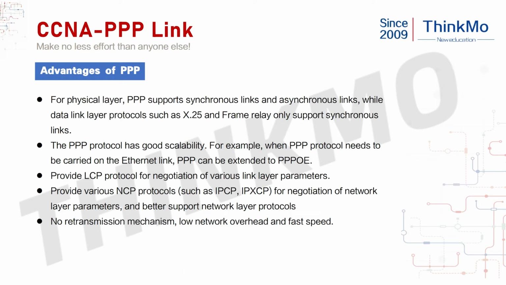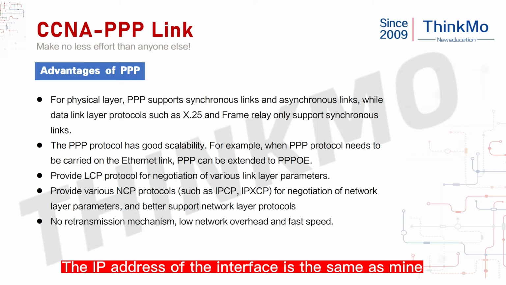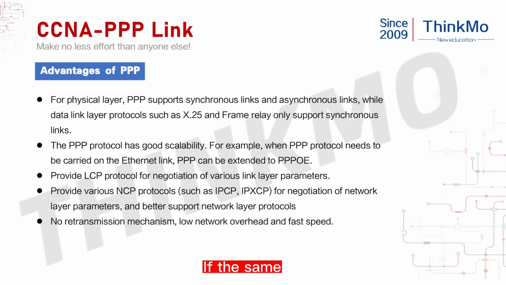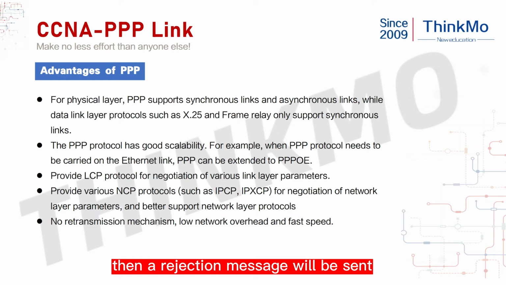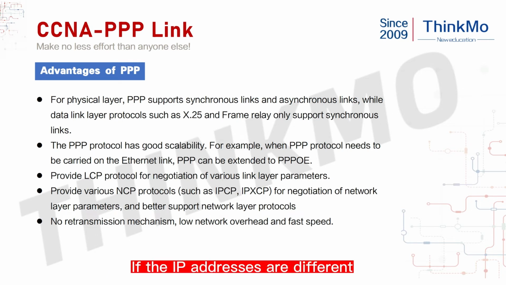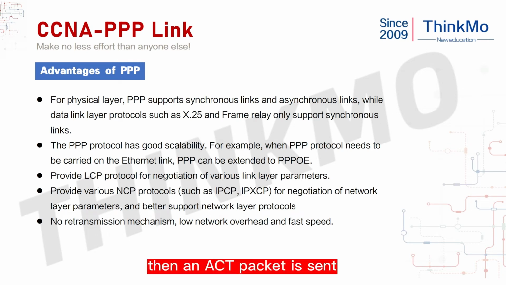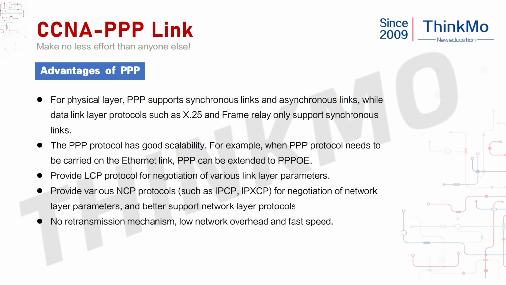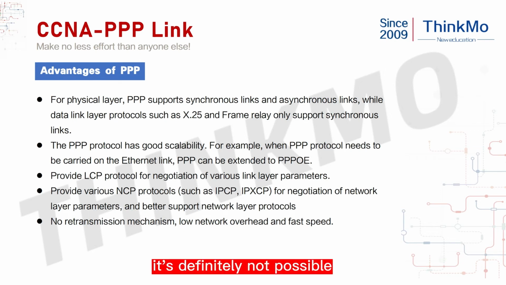You check whether the IP address of the interface is the same as mine. If the same, then a rejection message will be sent. If the IP addresses are different, then an ACK packet is sent, acceptance on behalf that the IP address used is fine. If the address is a duplicate, there will be no ACK. Because of the address conflict, both using 1.1.1.1 is definitely not possible.